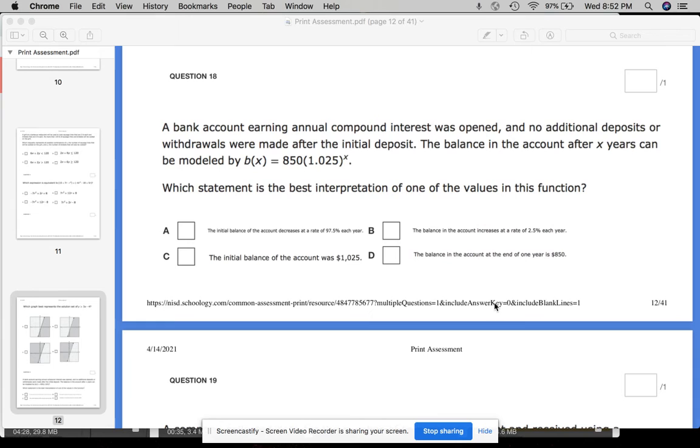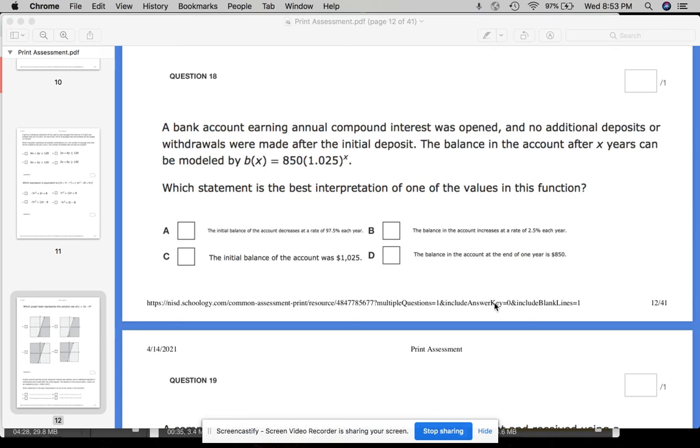Question 18. A bank account earning annual compound interest was opened and no additional deposits or withdrawals were made after the initial deposit. The balance in the account after x years can be modeled by B(x) equals 850 times (1.025) to the power x. Which statement is the best interpretation of one of the values in this function?